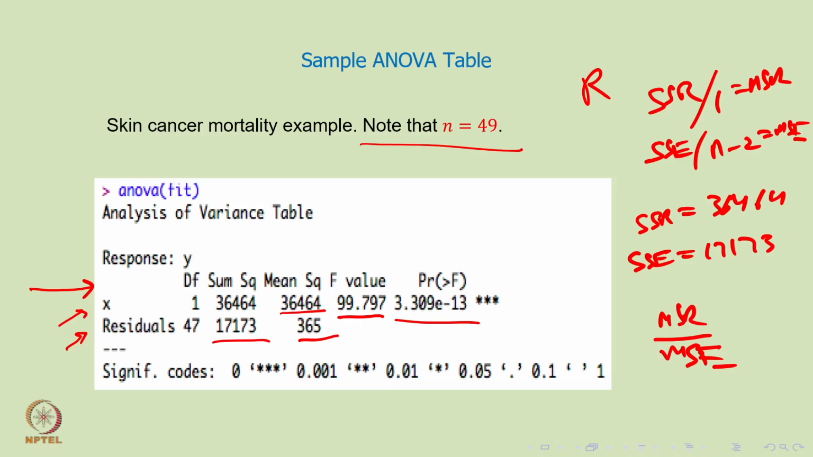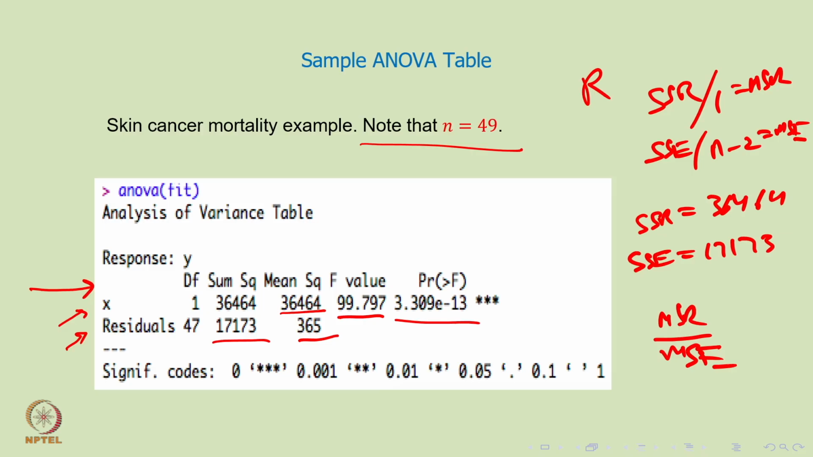Before we move ahead, one simple conclusion: if you simply observe the P value of the underlying ANOVA, what can you conclude? You can pause the video and try to answer the question. Here the ANOVA is giving a very small P value. If you have a very small P value, you will be rejecting the null.